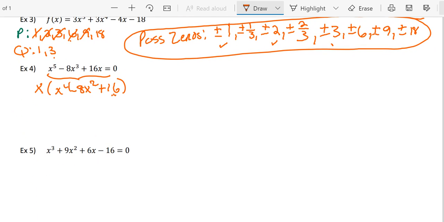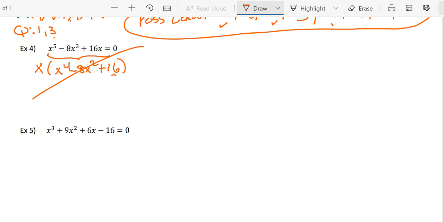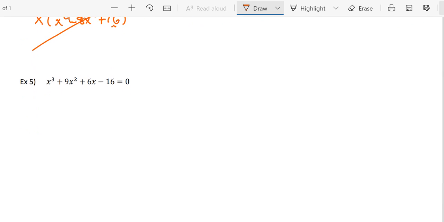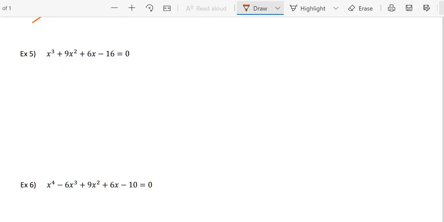All right, so let's do number 5. So 5 and 6 are going to be the only two we actually solve, and we're using the rational zero theorem. So if you look at number 5, what's different about 5 from the other polynomials that we were solving? It has 4 terms.